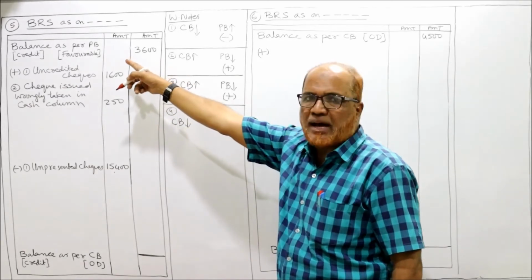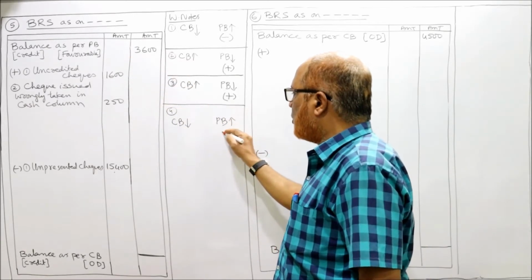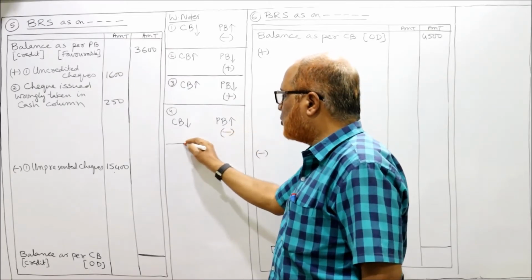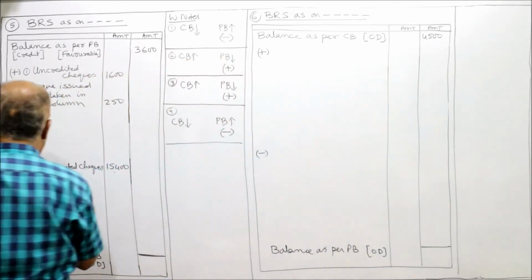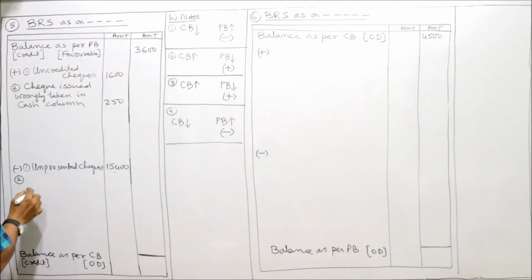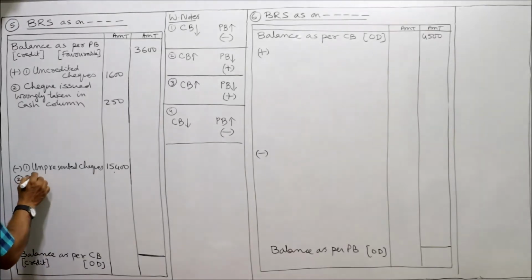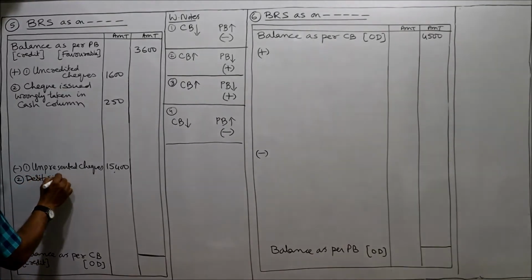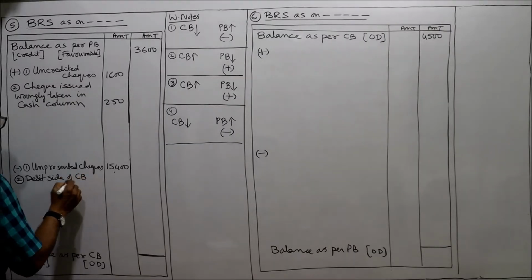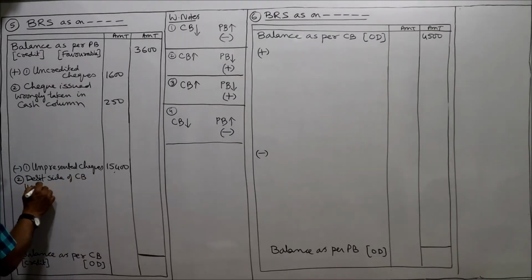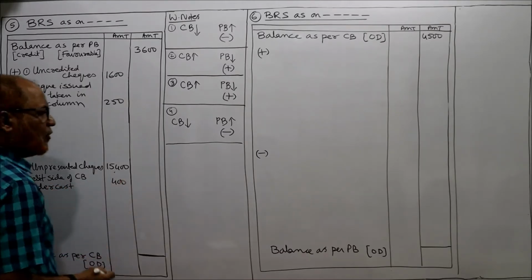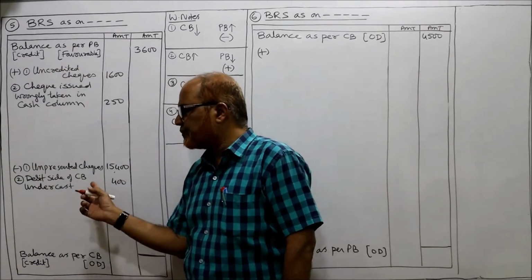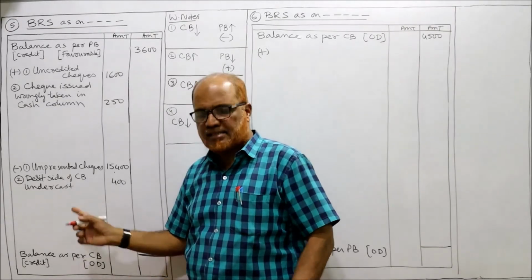Our starting point is passbook. So passbook is showing more. So what do we have to do? We have to deduct. So second item I am taking: debit side of cash book undercast, 400 rupees taken short. Undercast means taken less.